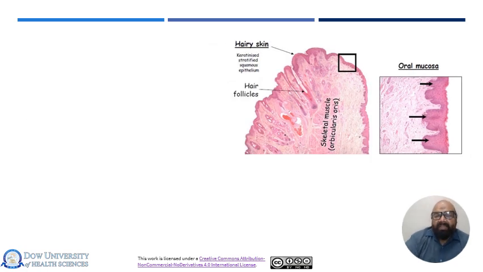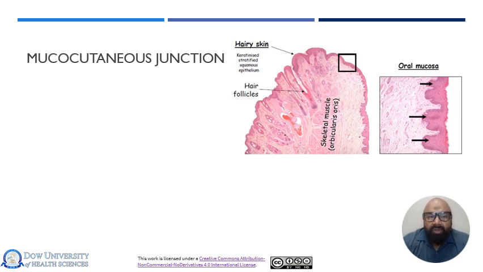So this is a histological example of a mucocutaneous junction. Let's just look at it from the outer perspective and from the inner. So this is the outer side of the lip that you can see here, and this is the inner side. So the outer side of the lip is different from the inner side of the lip.